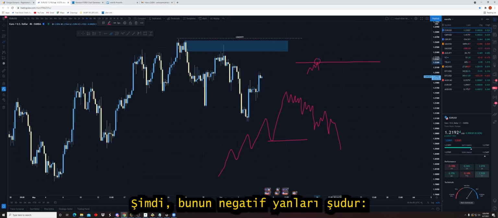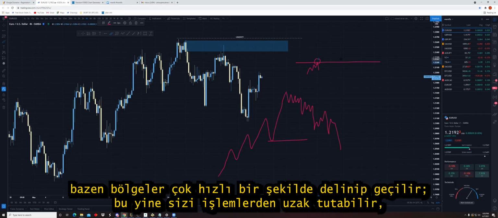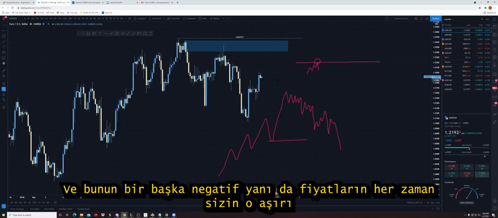Now, the negatives of it is that when you do refine zones like this, sometimes the zones get traded through very quickly, which again can keep you out of trades, but also means that you have to wait till the next break of structure or the next new SND zone forms, right? And another negative of it is that price does not always have to reach your over-refined zones.